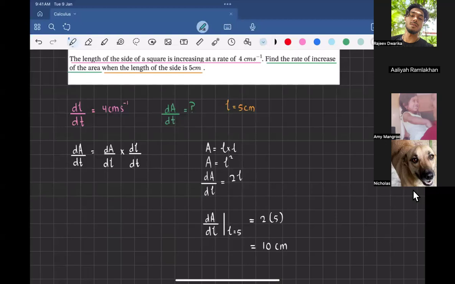And I want to make something apparent. Aliyah, when we're doing rates of change, the units come in handy a good bit of the time. So watch this, right, Aliyah? If you have area over length, area will be measured in centimeters squared and length will be measured in centimeters. So if I have a centimeter here, one of these centimeters will cancel off with one on top, and the remaining unit will be centimeters.